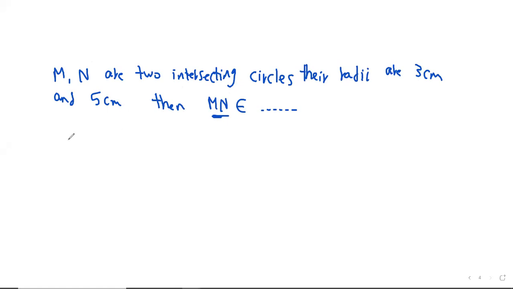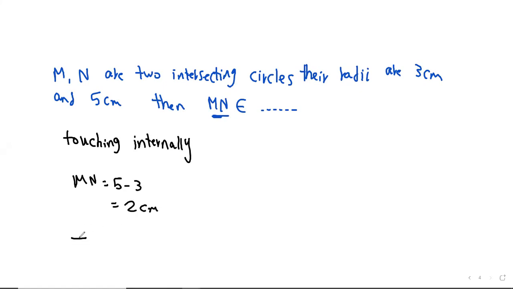If the two circles are touching internally, then MN equals the difference between them, which equals 5 minus 3 equals 2 centimeters. And if the two circles are touching externally, then MN, the line of centers, equals the sum: 5 plus 3 equals 8 centimeters.